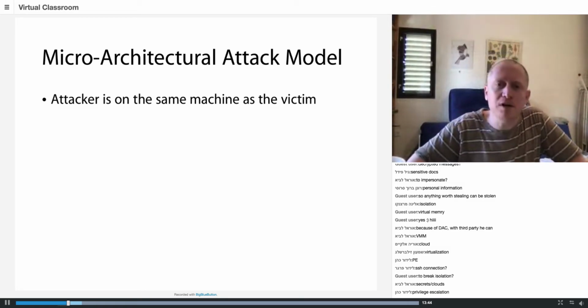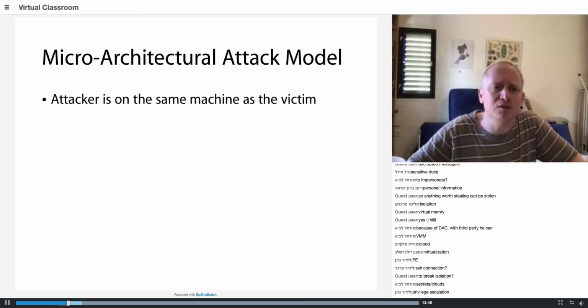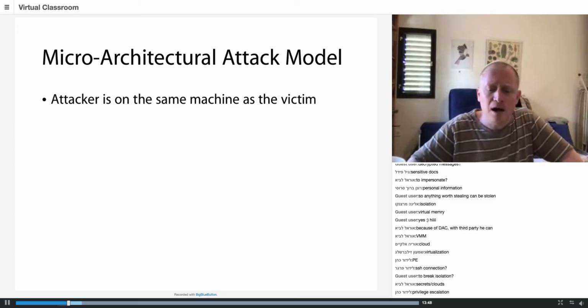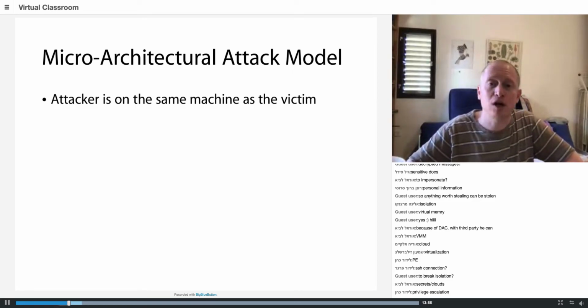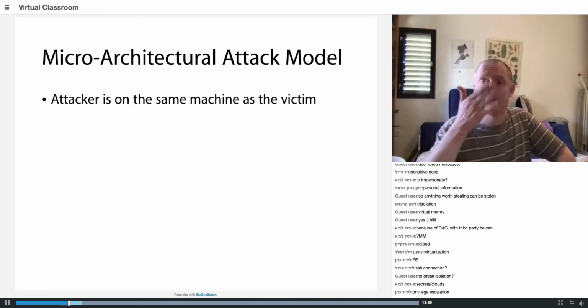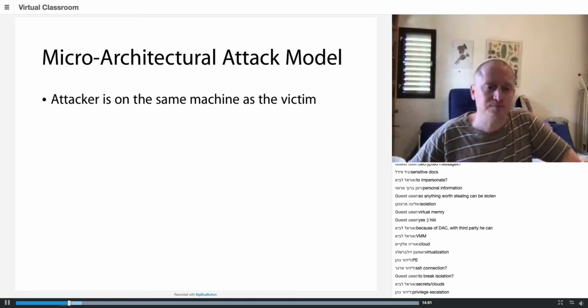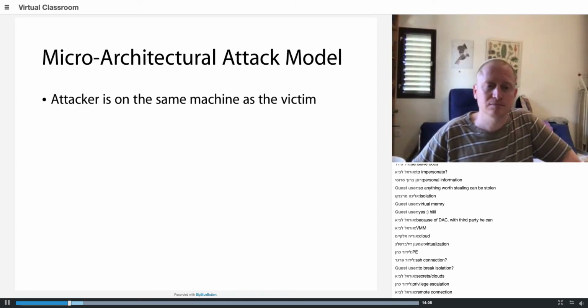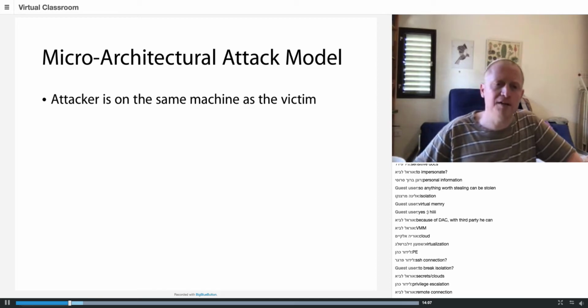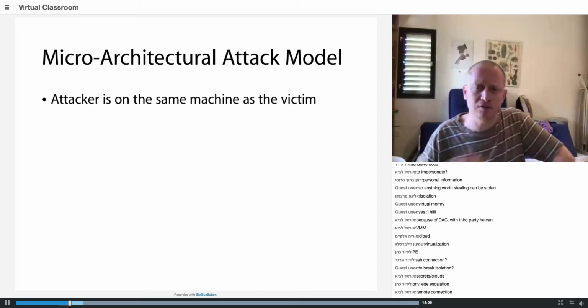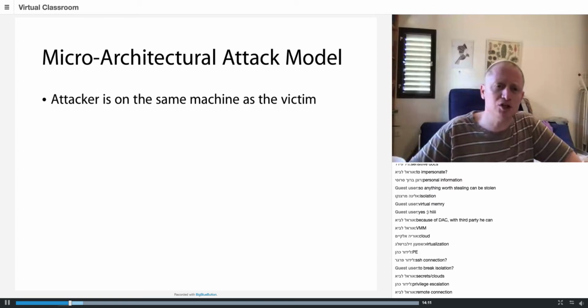So now, if you can tell me, and you already wrote it in the chat, when can we justify this assumption that the attacker can run code on the same machine as the victim? In what situations is this reasonable to assume? So, okay, Orel is saying a remote connection. Can you kind of develop that? What do you mean by remote connection?